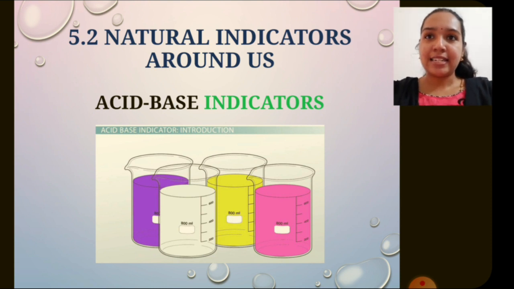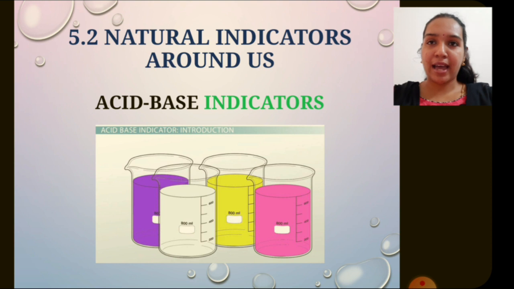The indicators are usually known as the acid-base indicators. We learnt two of them. One is litmus paper and the other is turmeric powder. These are usually naturally occurring indicators.